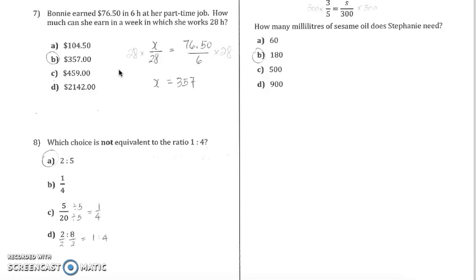Number 7. Bonnie earned $76.50 in 6 hours at her part-time job. How much can she earn in a week in which she works 28 hours? Okay, so we have her salary, $76.50 in 6 hours, so we can set it up like that. And how much can she earn? So the total that we don't know, if she works 28 hours, so it matches with 6. Okay, so cross multiply both sides by 28, you get B as your answer.